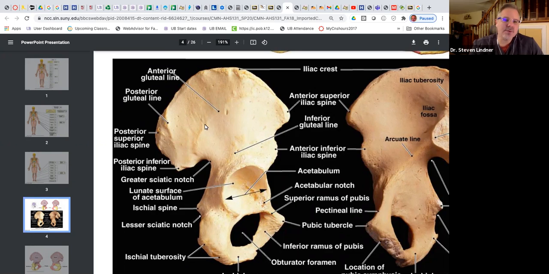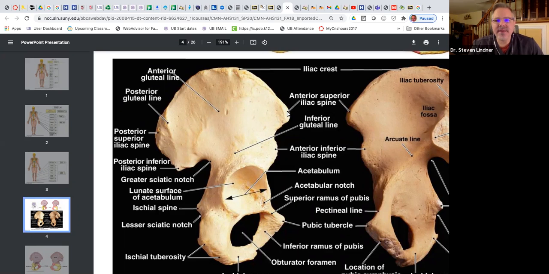Same thing holds true on the posterior side. There's a posterior superior iliac spine, and then there's a posterior inferior iliac spine. So there's a PSIS and a PIIS. There's an ASIS and an AIIS. Again, I can abbreviate, but make sure you write it out if you're ever asked that on an exam. Okay. All right.